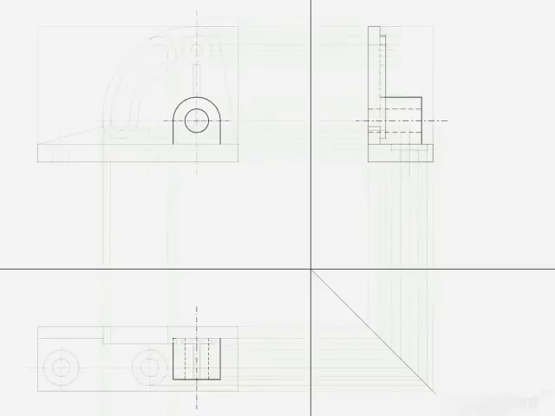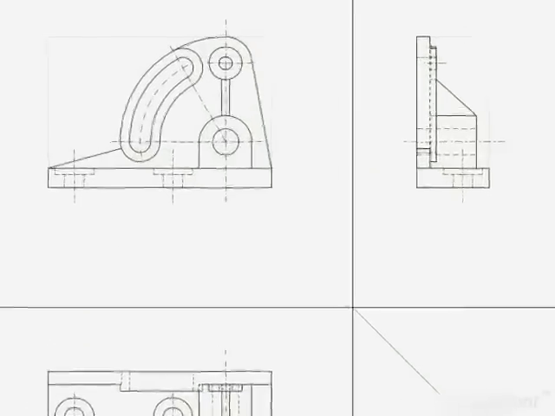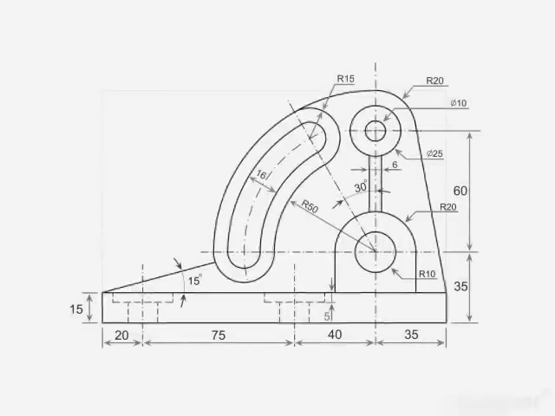The last remaining part of this object is the connecting rib. Draw an inclined line for it. And here we go. So let's show all the necessary dimensions in all the views to complete this solution.